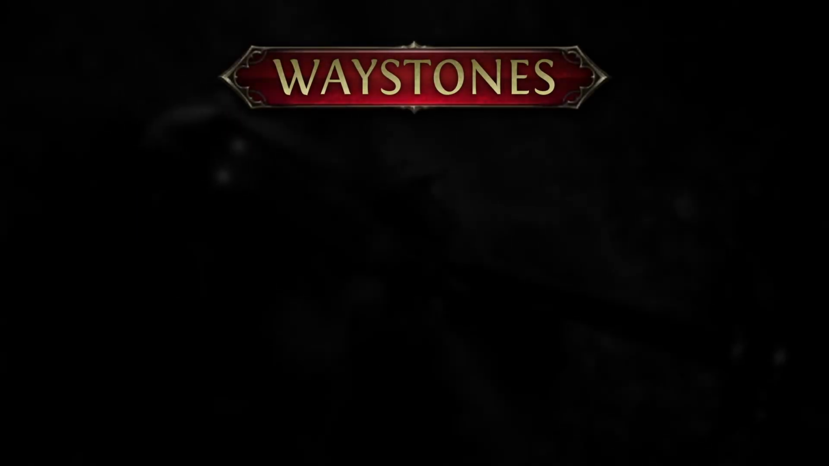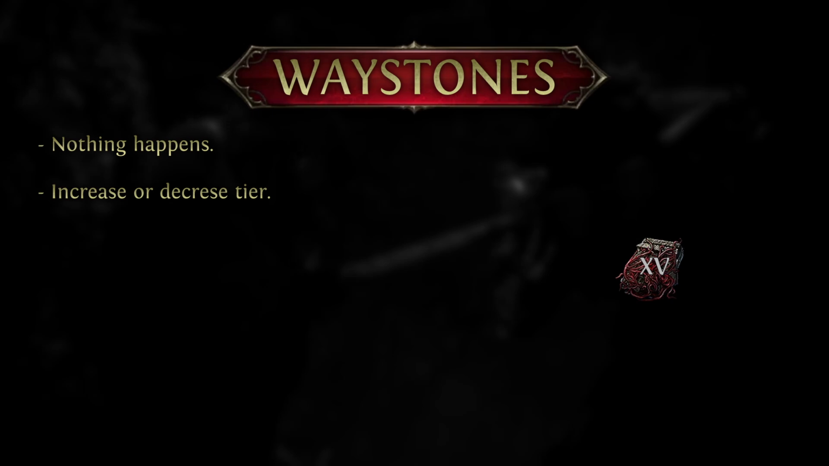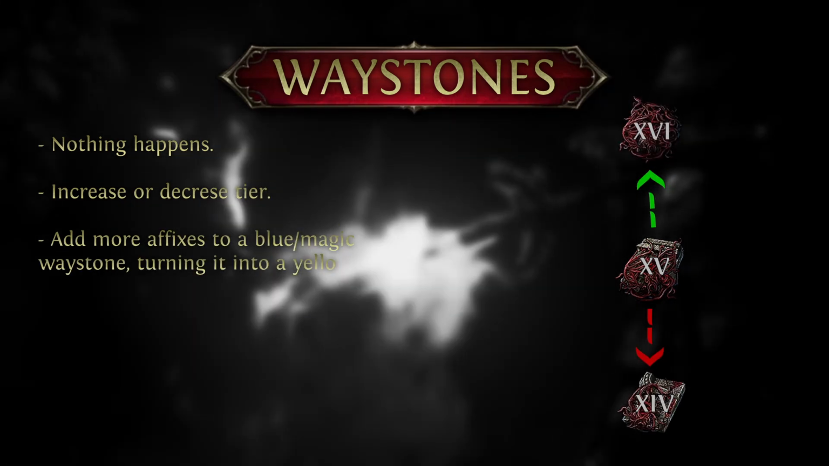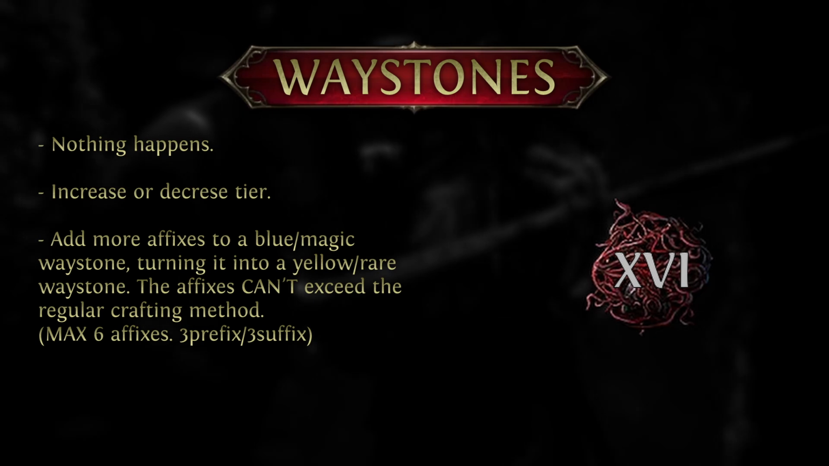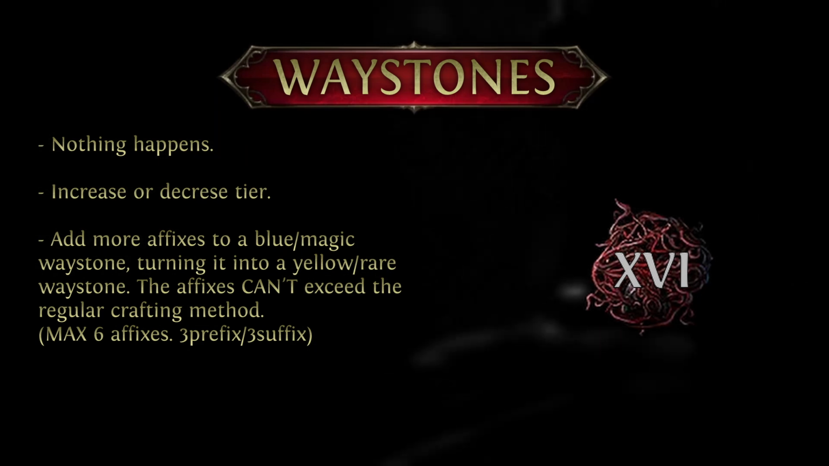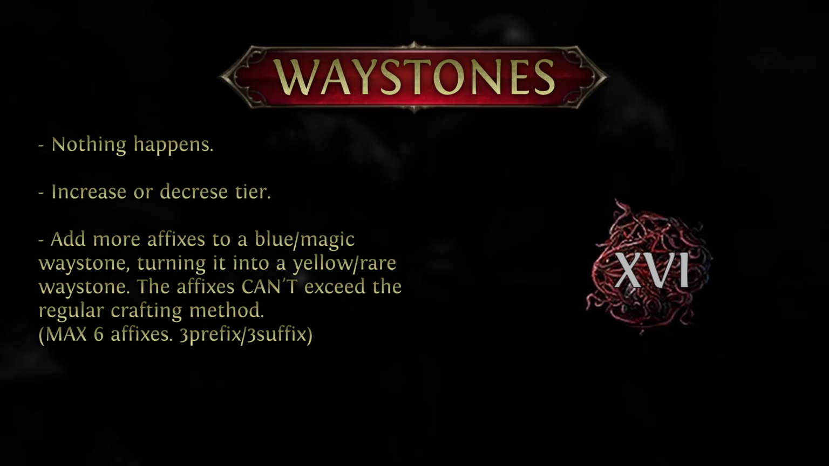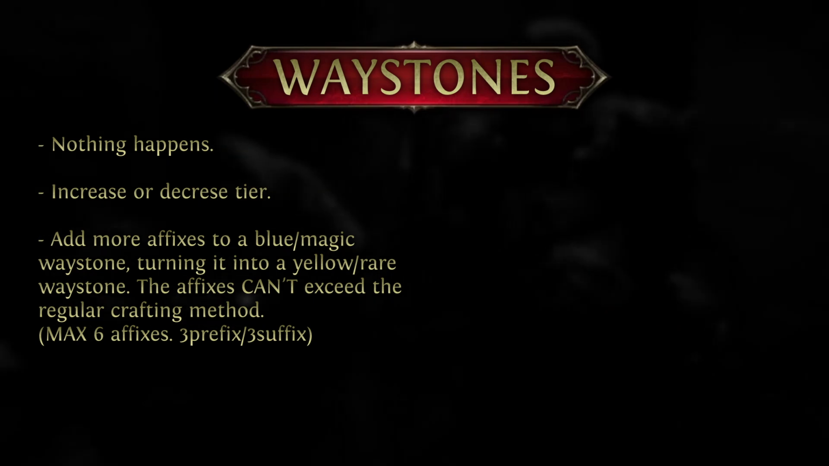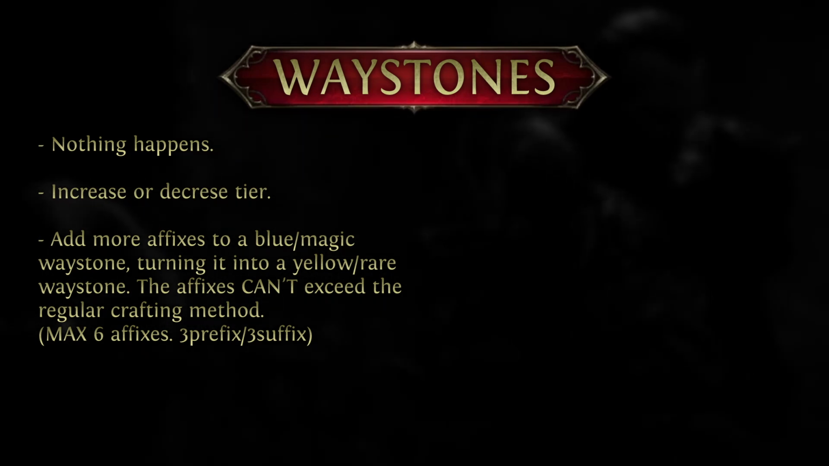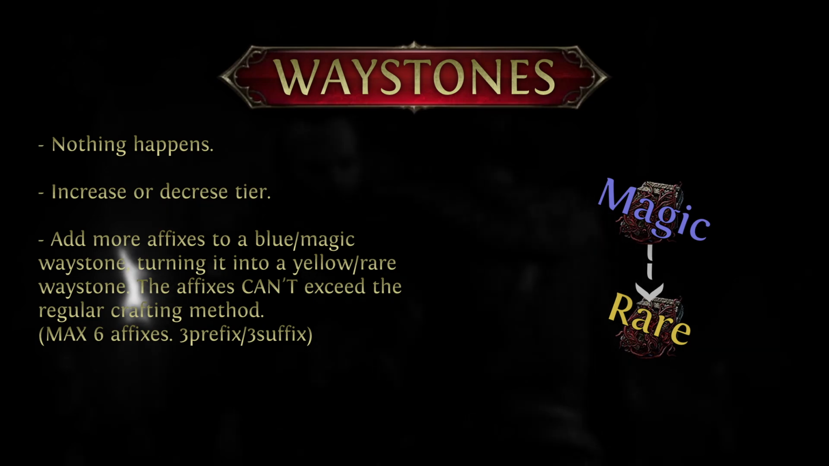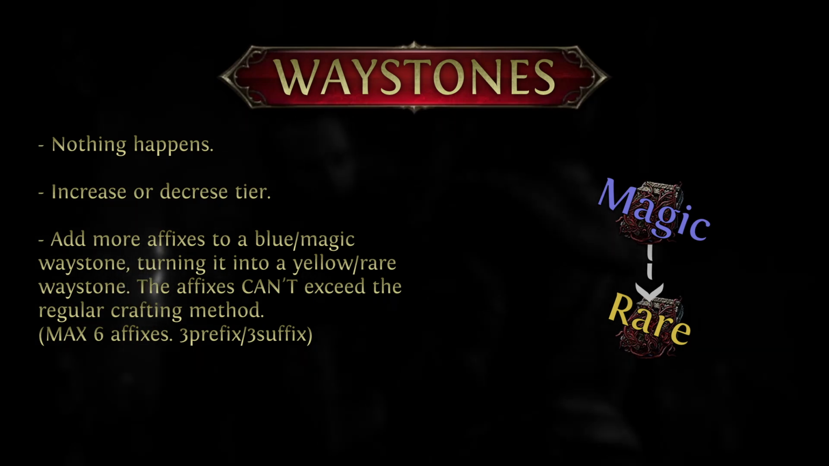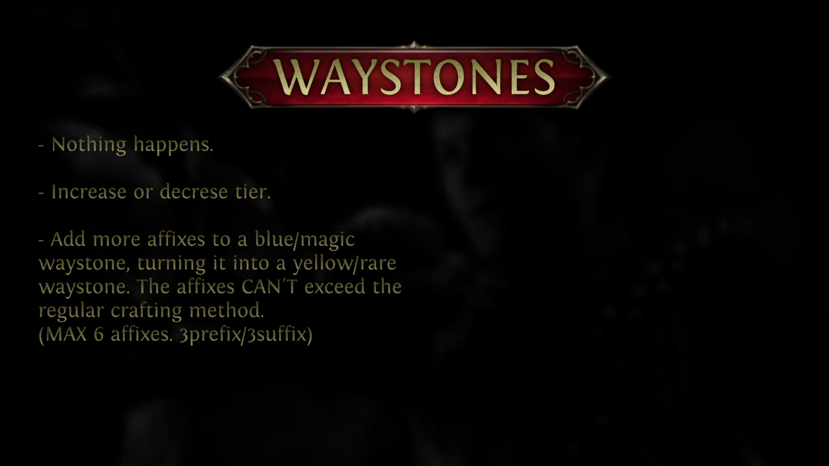And here we have the Waystones, where nothing can happen. It can increase or decrease in tier. Important to note here is that this is the only way to get a tier 16 Waystone. You Vaal Orb your tier 15 Waystone and it can turn into a tier 16 Waystone. If you Vaal Orb a magic Waystone, it can turn into a rare, adding a random amount of prefixes and suffixes, up to a maximum of 3 prefixes and 3 suffixes.